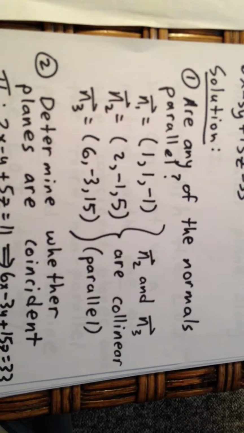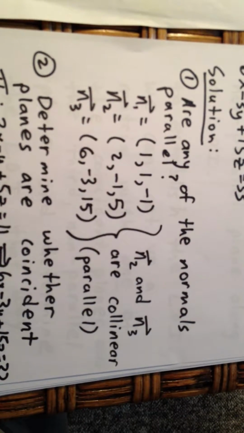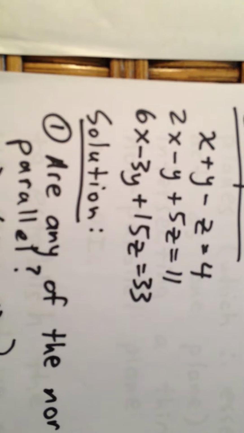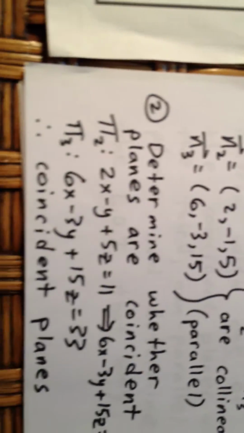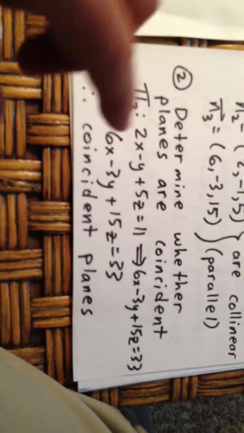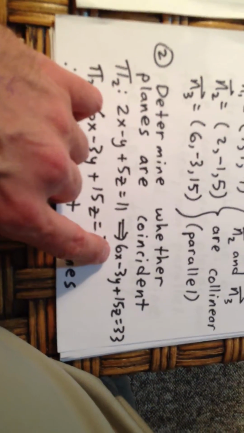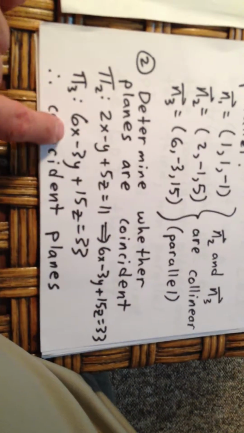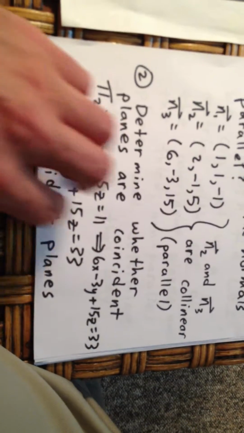In other words, they're parallel. So we're going to try to determine whether those planes are coincident. Well, looking at plane 2 and plane 3, we can tell that they are in fact coincident. If we want a mathematical explanation for that, it's as follows. Multiplying plane 2 by 3 on both sides gets 6x minus 3y plus 15z equals 33. Plane 3 was given as that, so therefore we have coincident planes.